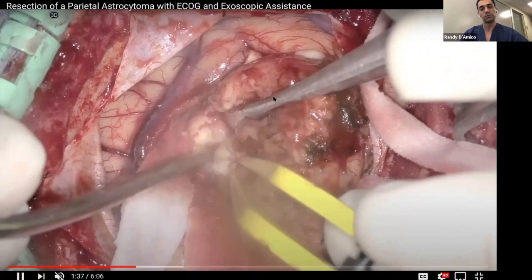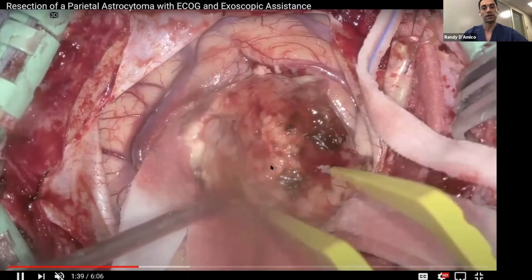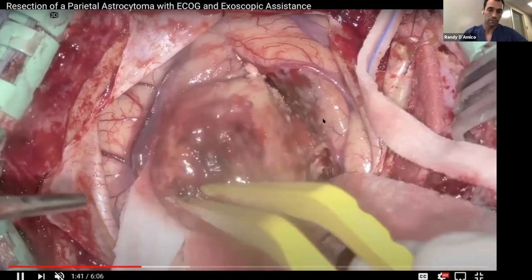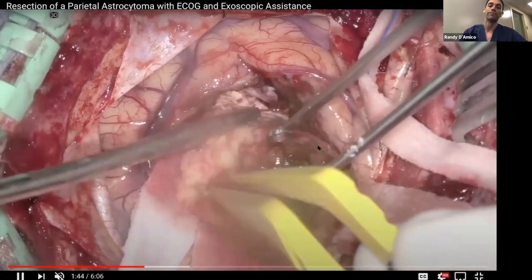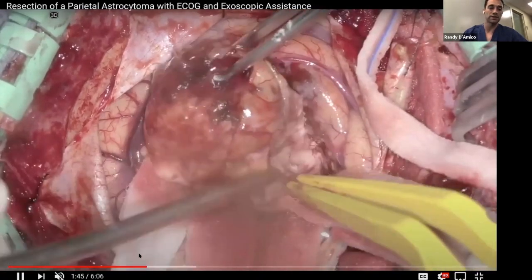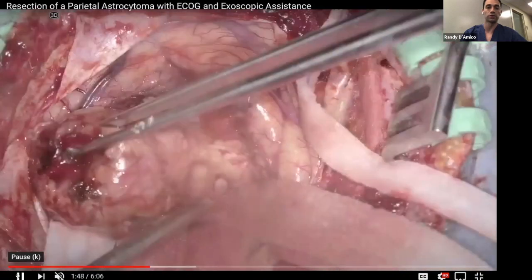All right. And again, this is a blunt dissector. This is a bipolar cautery, just taking any feeding blood vessels. And you see now they've gone basically circumferentially around it. And now what happens at the depth here? So I'm going to pause it for one more second.